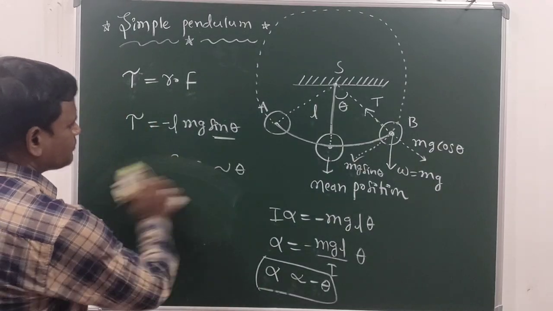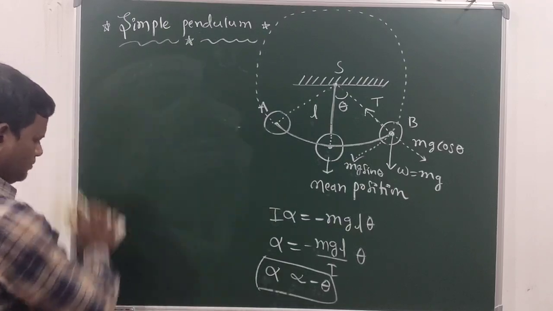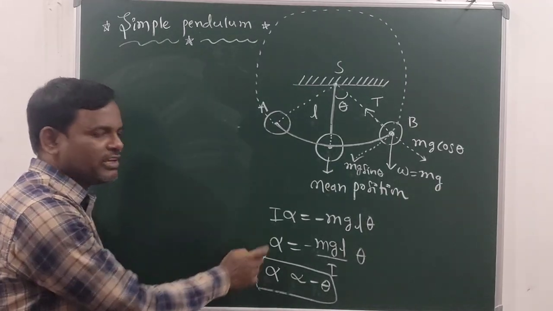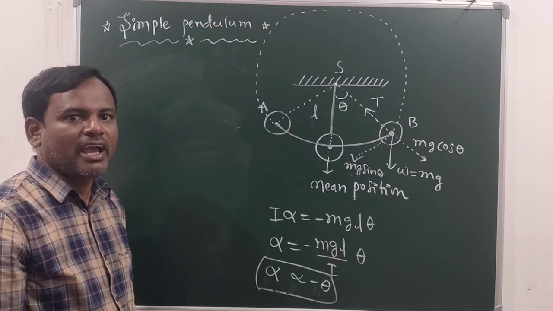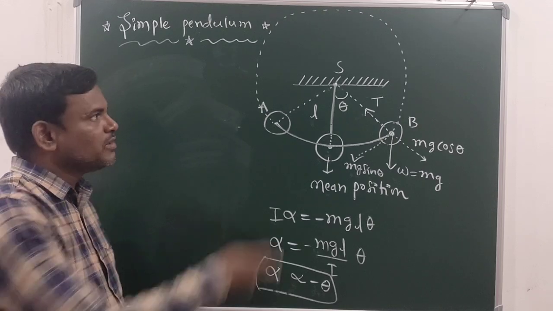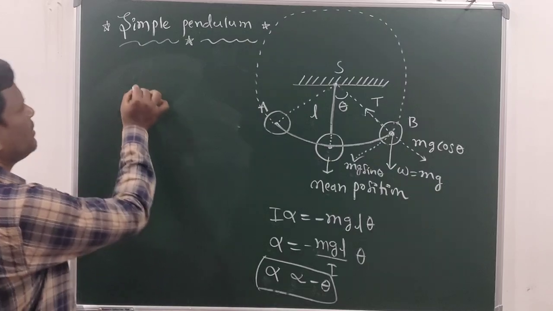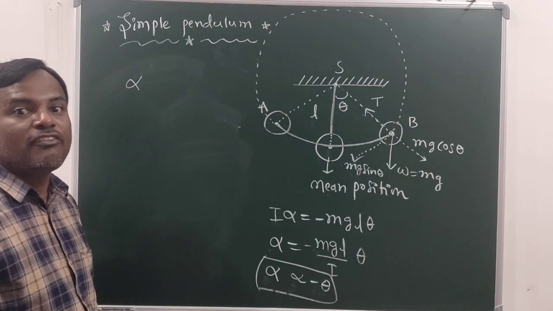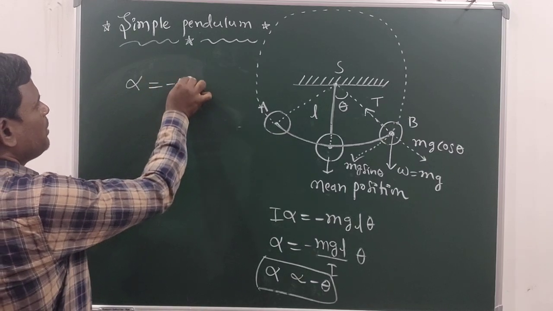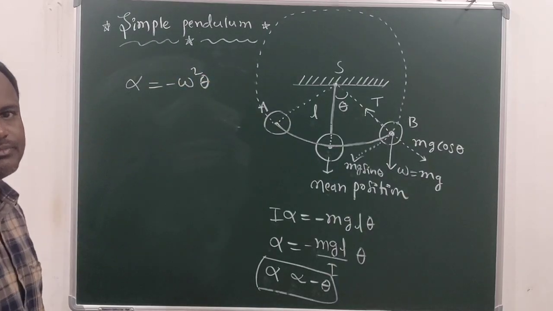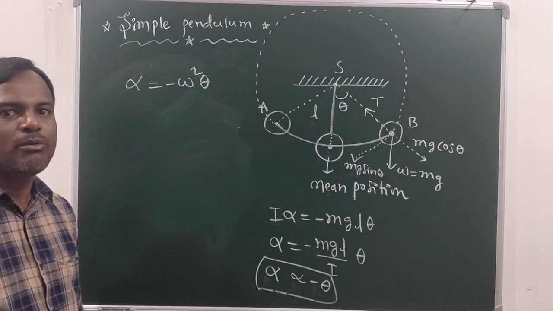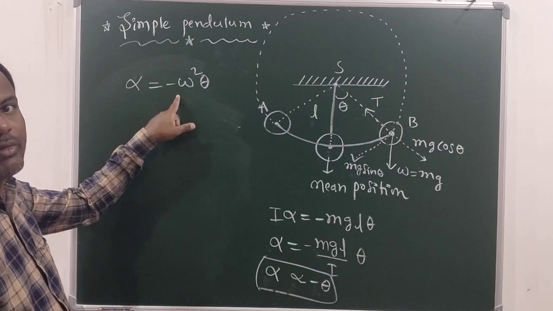Now, see, students, you know what alpha is here? Angular acceleration. Alpha is the angular acceleration of an object under rotatory motion. Angular acceleration performed by SHM is equal to minus omega square into theta. You learned this. What is alpha? Angular acceleration of a body which performs simple harmonic motion is equal to minus omega square theta.